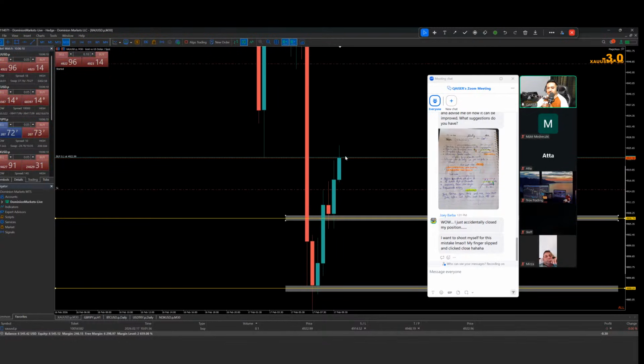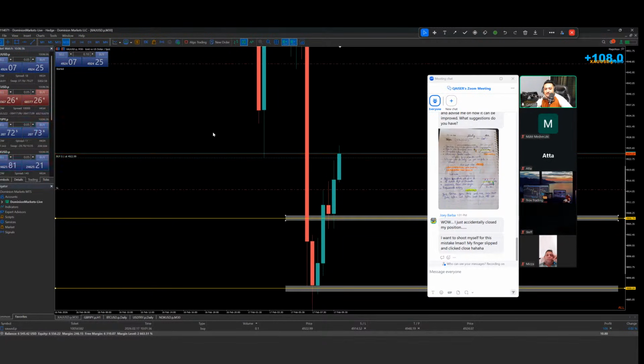So I executed this trade. Does this make sense? Anyone want to give their suggestions? Oh, someone is telling me the trend is bearish, bro. Wow.